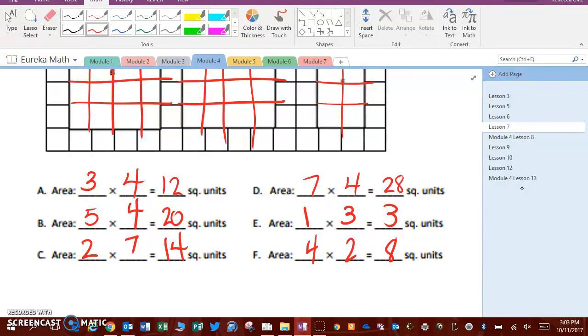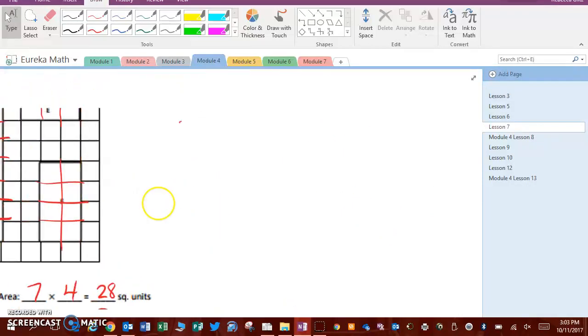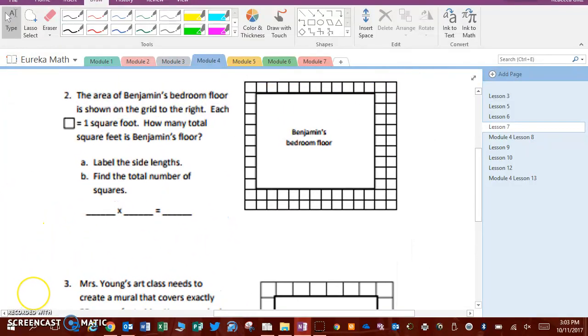Okay, all right, we're going to go to the back side. All right, ooh, word problems. Awesome. The area of Benjamin's bedroom floor is shown on the grid to the right. So here's the area, this whole white space. Each square equals 1 square foot. It's good to notice what that label is because you're going to need that in your answer usually. How many total square feet is Benjamin's floor?